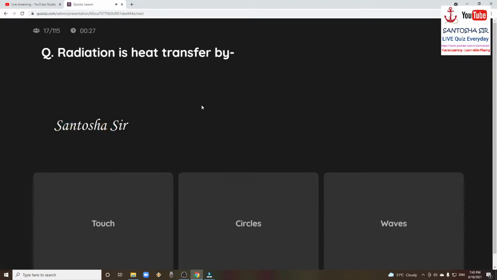Radiation is heat transferred by. Radiation is heat transferred by touch, circles, or waves.